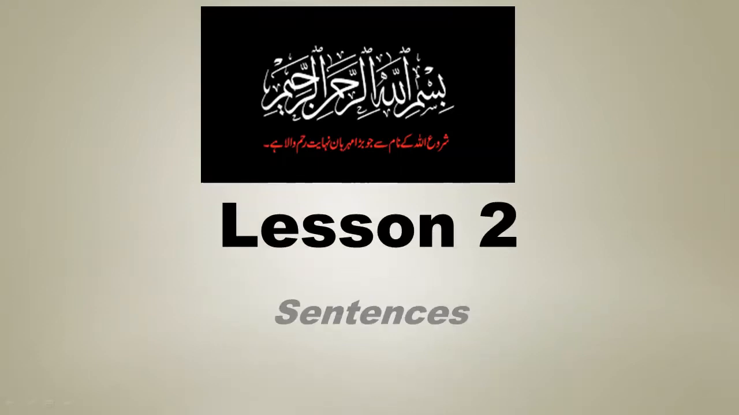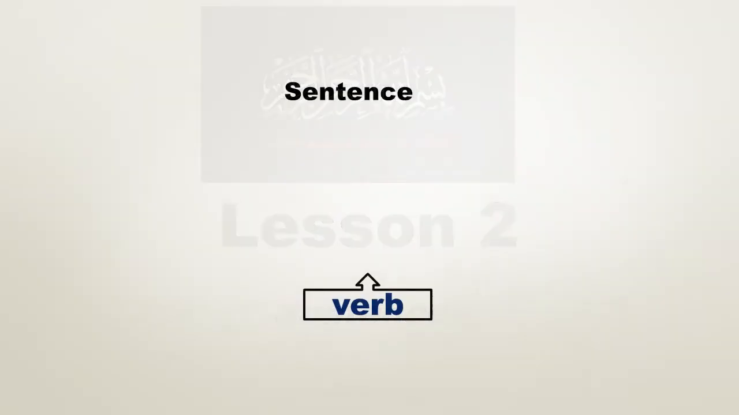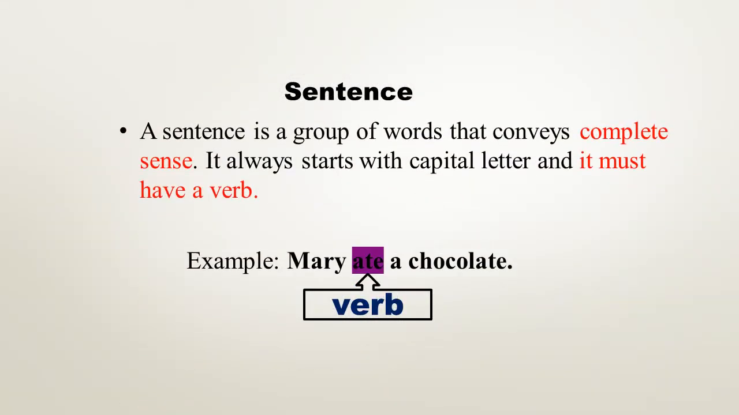First of all, we will discuss what a sentence is. A sentence is a group of words that gives a complete idea, that gives complete meaning. A sentence always starts with a capital letter and it must have a verb. Here are two things to notice about a sentence.